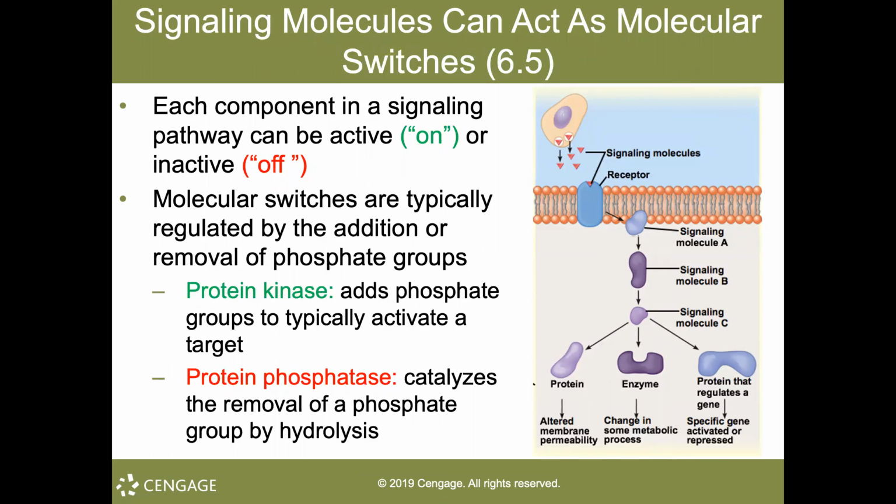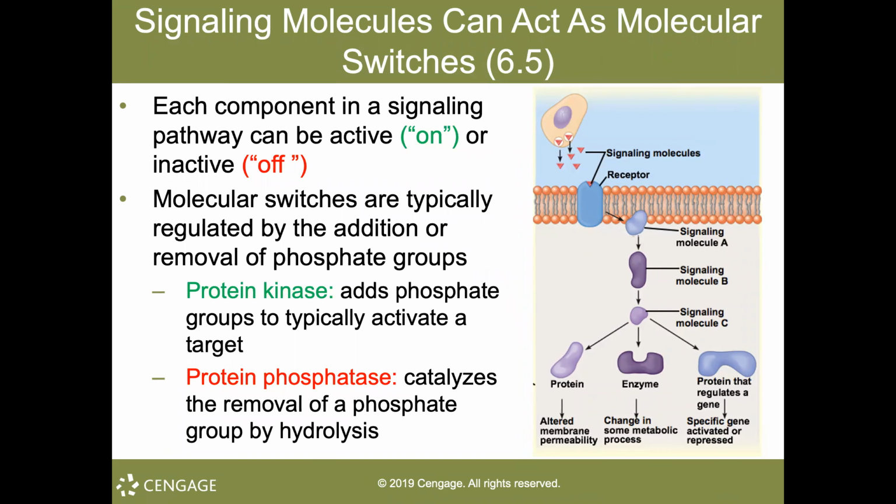Now, each component in a signaling pathway can either be active, which is the on state, or it can be inactive. To transmit a new signal, every active molecule must be inactivated. Okay? So, in order to transmit a new signal, another signaling molecule can come in and bind and then reactivate everything in the pathway.